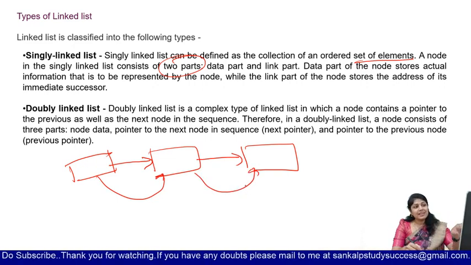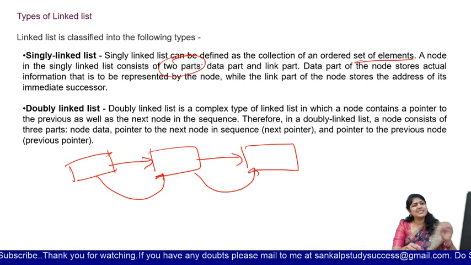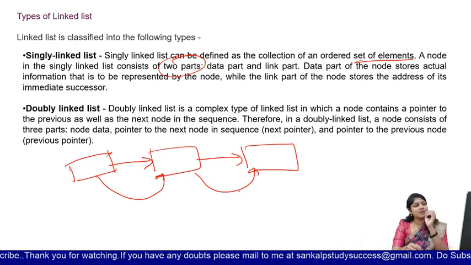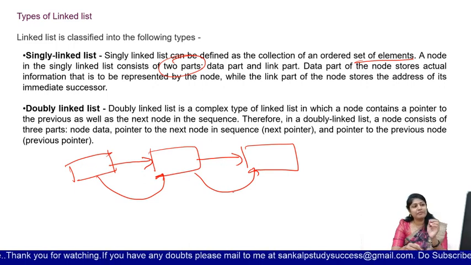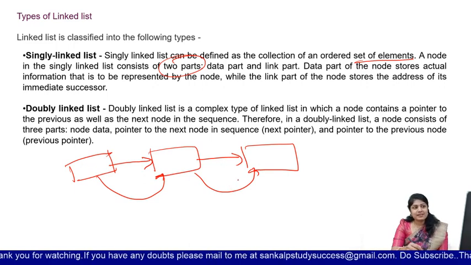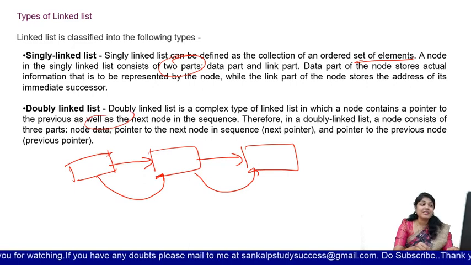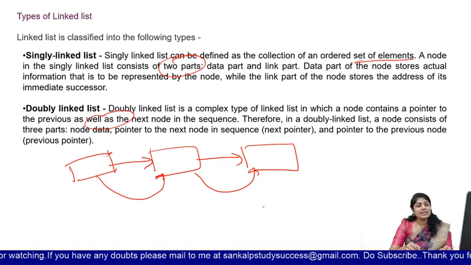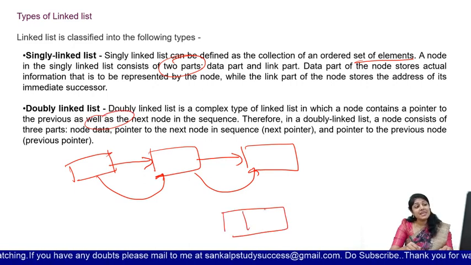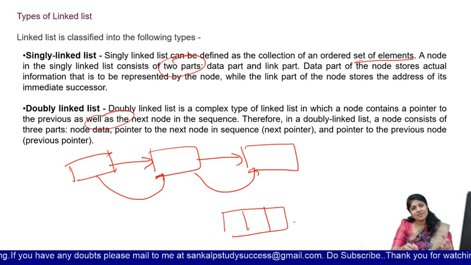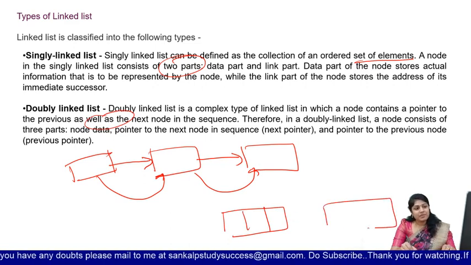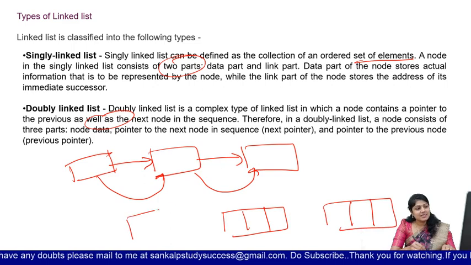Okay. Double linked list ki difference enti ante it is a quite complex one. Okay, koncham difficult ga untundi. Complex type of linked list whose nodes contain pointers to the previous as well as the next node. That means what? It consists of three parts. Double linked list consists of three parts. So we have a connection like this.